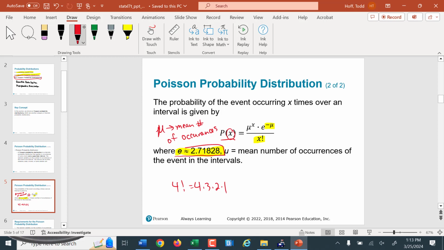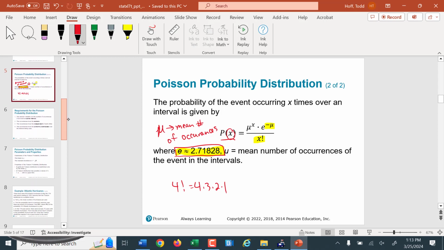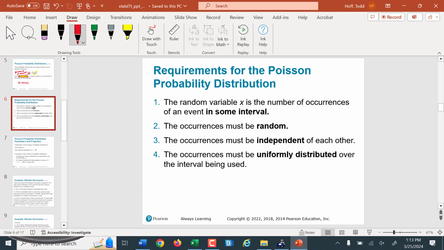You might be looking at this value of E saying, well, how am I going to remember that? You don't have to. I will show you where there's a button on the calculator that does that for you. So again, requirements for the Poisson distribution is we're looking at random events occurring over an interval. How many events occur over that interval? And the occurrence of those events must be random. The occurrence of one event must be independent from the others.